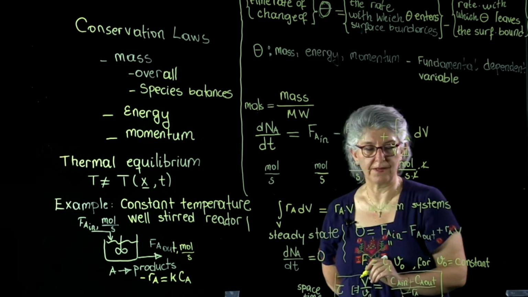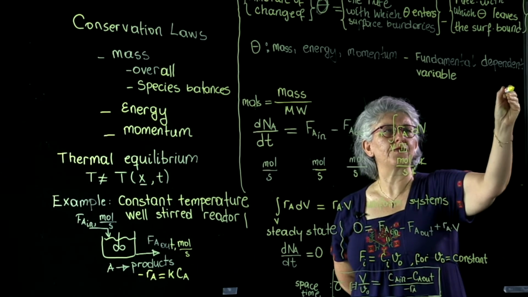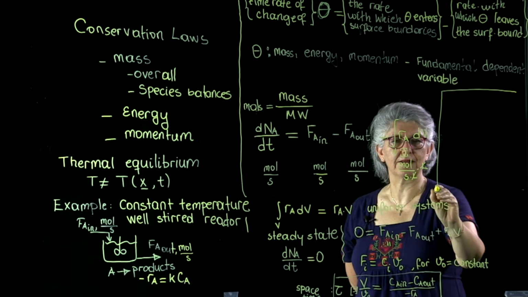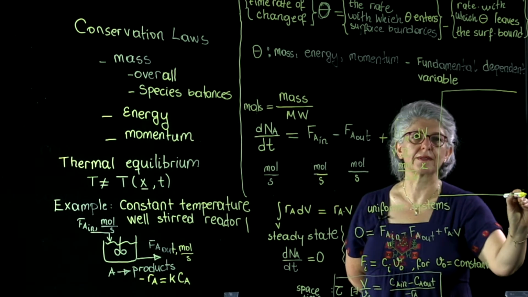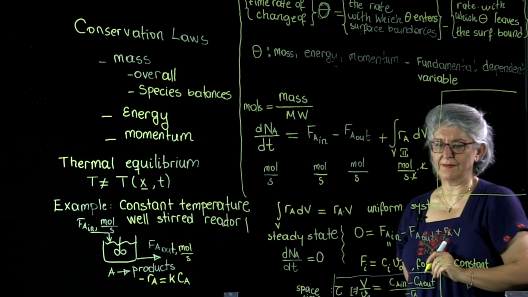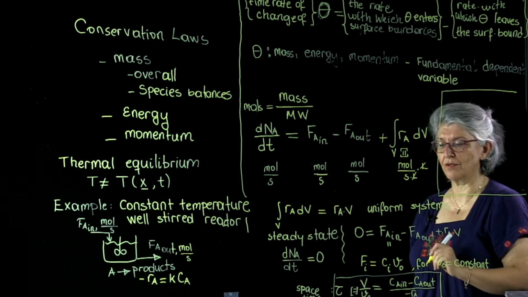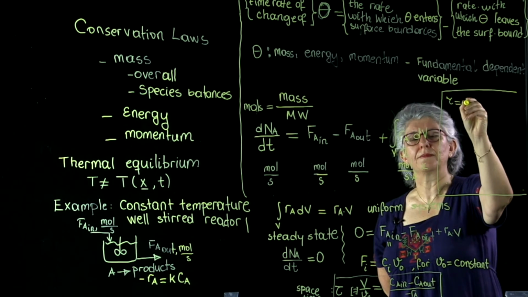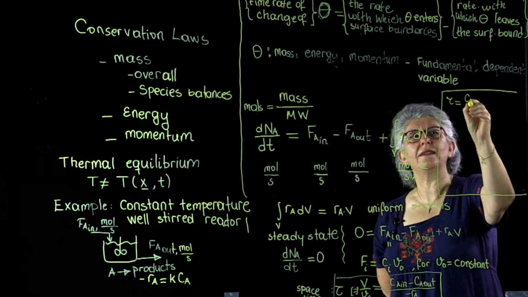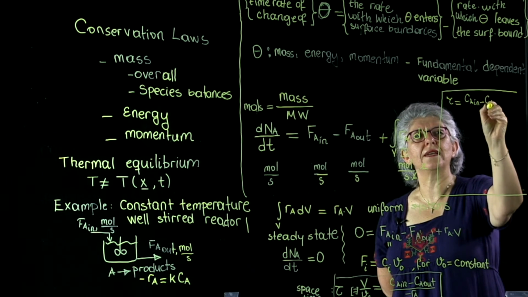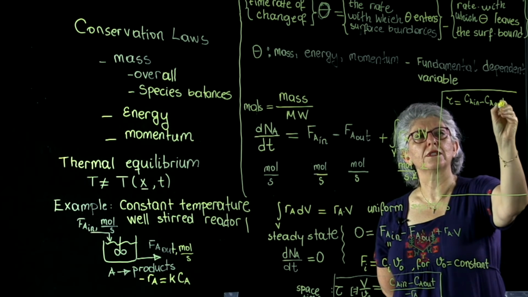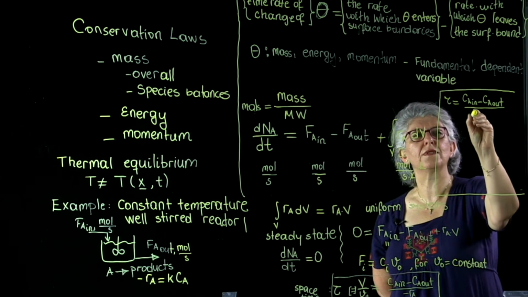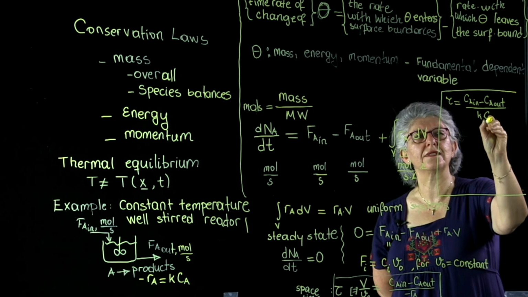Given this, in a small frame that is left for me here, I will substitute RA and solve this equation. Tau is equal to CA in minus CA out divided by minus R sub A, which was given to us as K times CA.